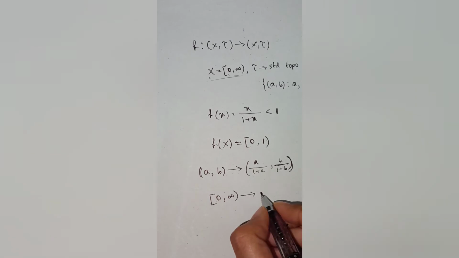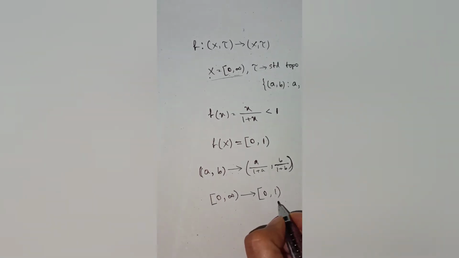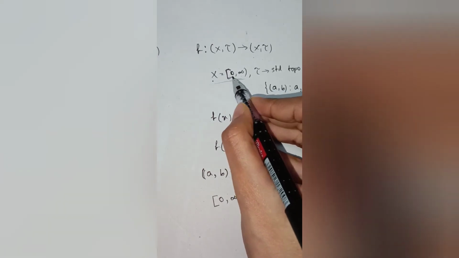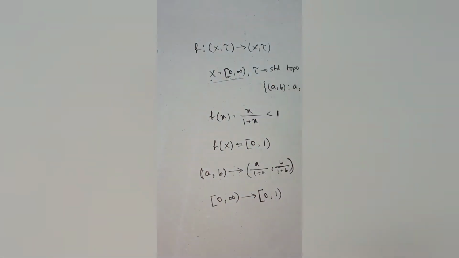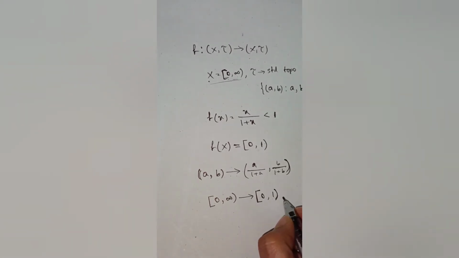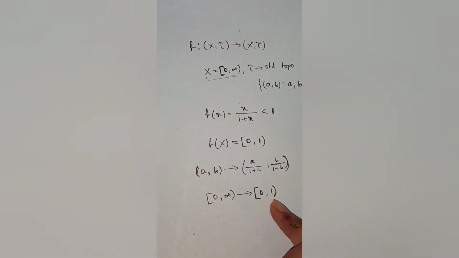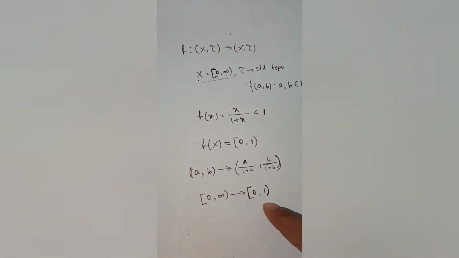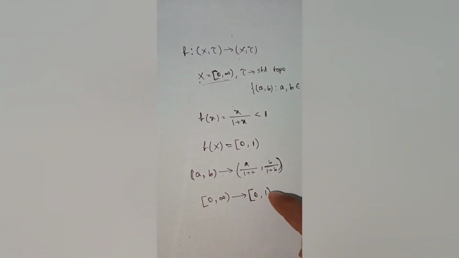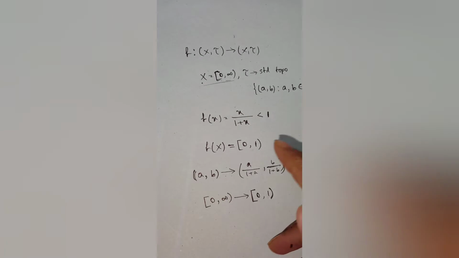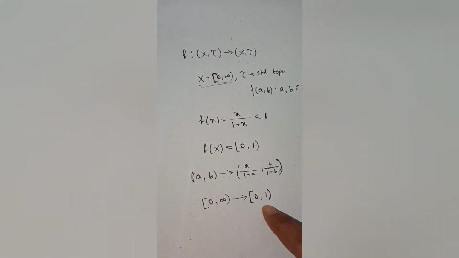But this set is mapped to 0 to 1, which is an open set in (X, tau). Why is this open and not semi-open? Because x is starting from closed 0 and going up to infinity. But this is not a closed set actually, because 1 is a limit point of the f image of X, but 1 does not lie in here. So this function takes open sets to open sets, but not closed sets to closed sets.